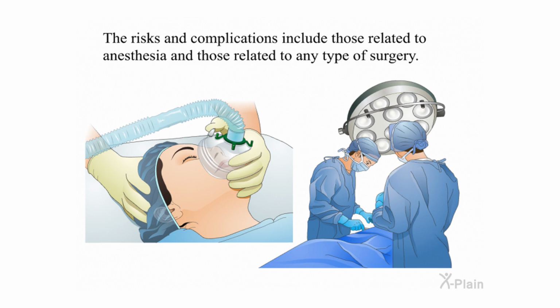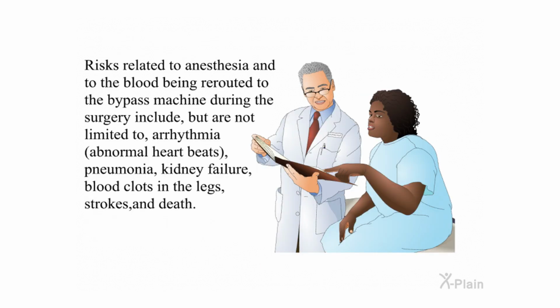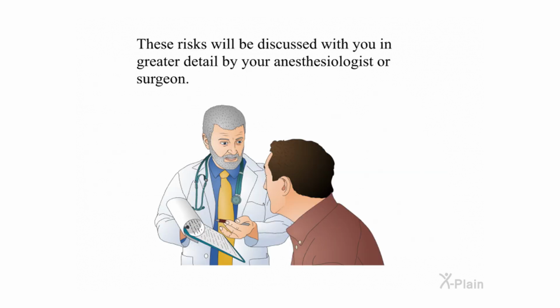The risks and complications include those related to anesthesia and those related to any type of surgery. Risks related to anesthesia and to the blood being rerouted to the bypass machine during the surgery include, but are not limited to, arrhythmia, abnormal heartbeats, pneumonia, kidney failure, blood clots in the legs, strokes, and death. These risks will be discussed with you in greater detail by your anesthesiologist or surgeon.